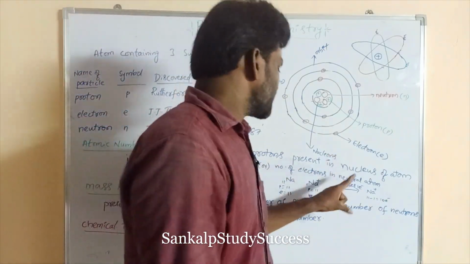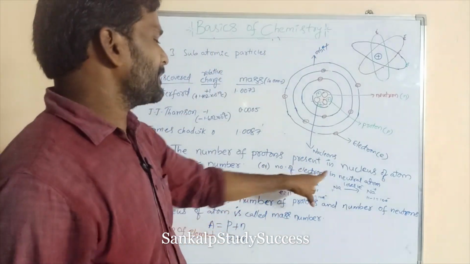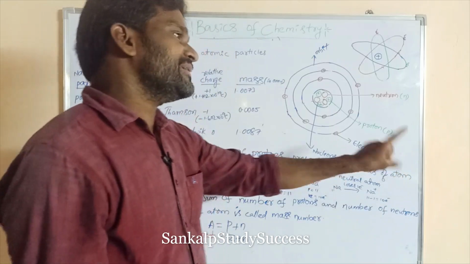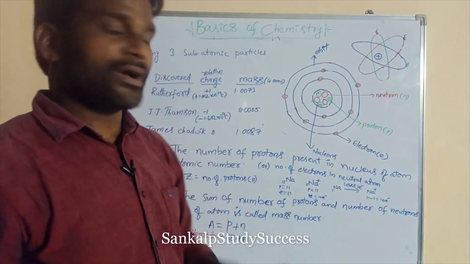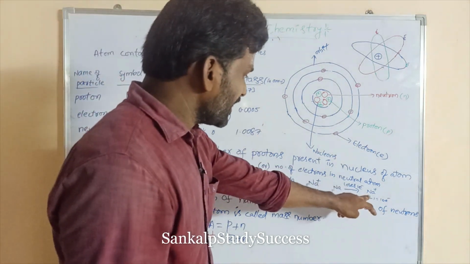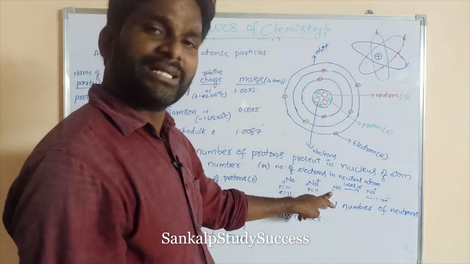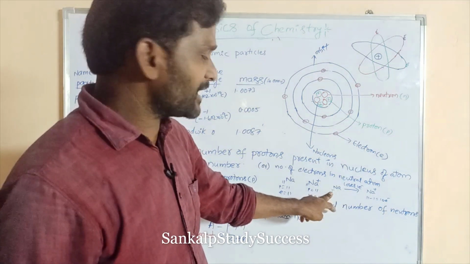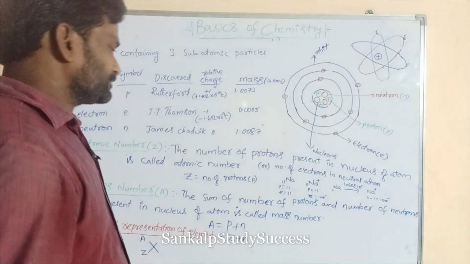But with respect to electrons, the number of electrons present in a neutral atom is taken as the atomic number, but not in an ion. If we take the ion, what is its atomic number? 10, but its atomic number is 11. So that is wrong. Did you understand my concept? Right. So this is the definition.